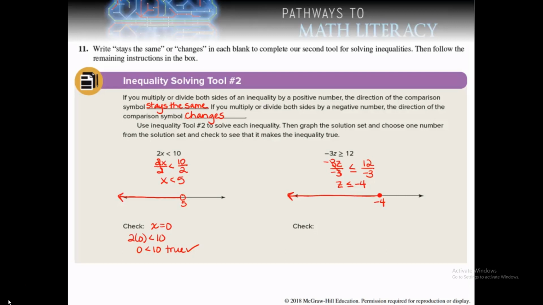Plugging something in to check that, we need something smaller than negative 4, maybe negative 10. And so plugging that in, negative 3 times negative 10, is that greater than or equal to 12? Well, on the left that gives me 30, and 30 is greater than or equal to 12, so that is true.